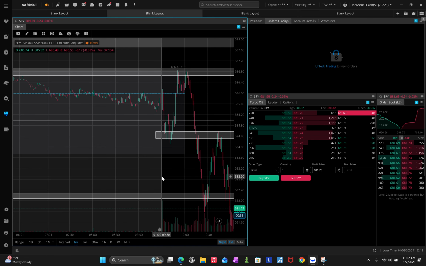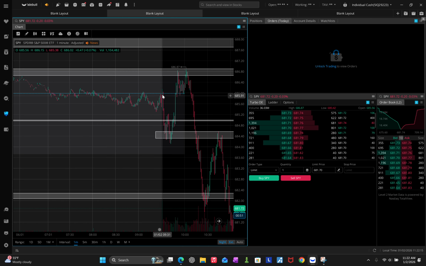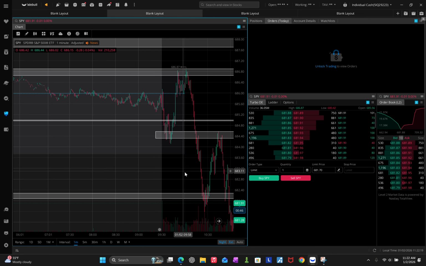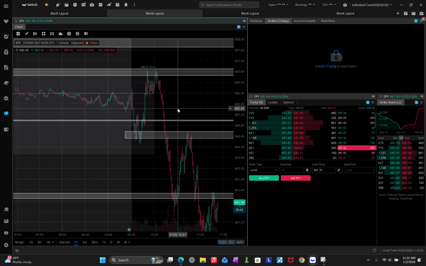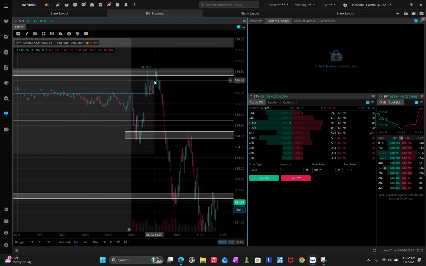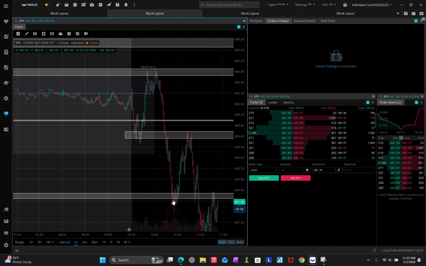After this gap, we had a straight push to the downside and made a push right up. And then SPY ended up turning over and making a huge move down between 10 to, let's say, 10:30, right? And then let's go to my trades.